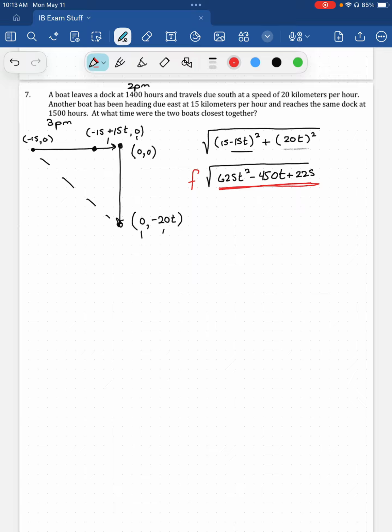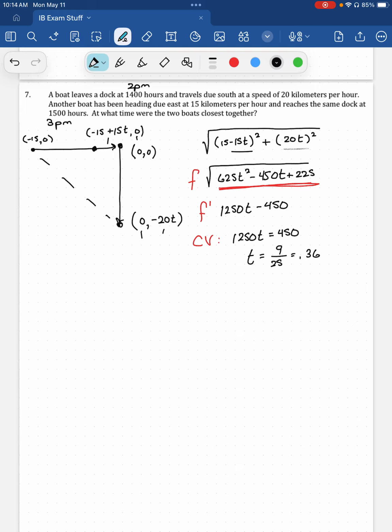So now that we have our function, the rest of this tends to go pretty easily. The derivative is just the derivative of this, which would be 1250t minus 450. So to do our critical values, we set that equal to 0. 1250t equals 450. Dividing that out, t turns out to equal 9/25 when you reduce, or if you want to use the calculator, 0.36.